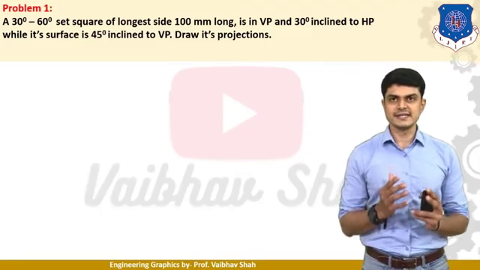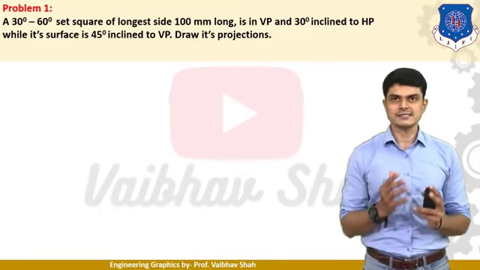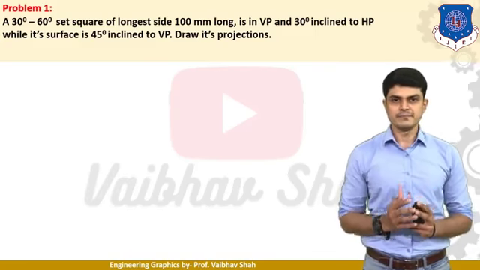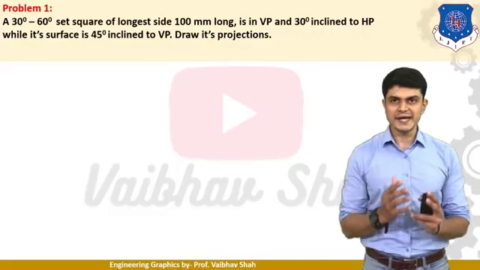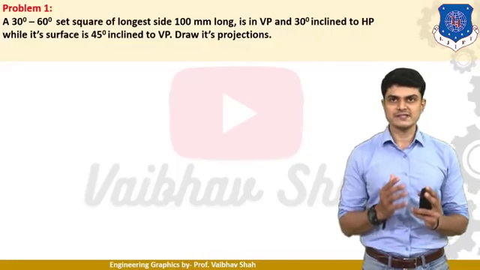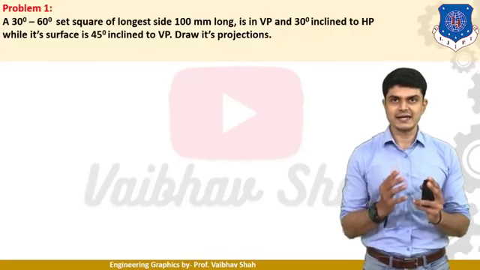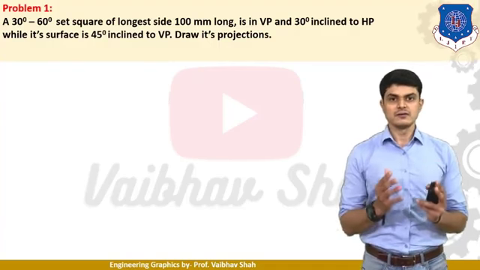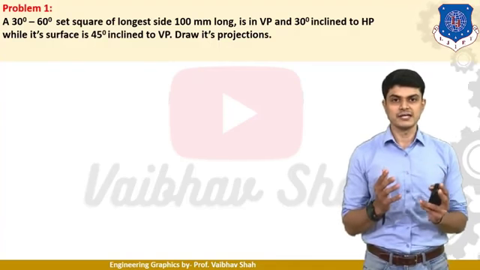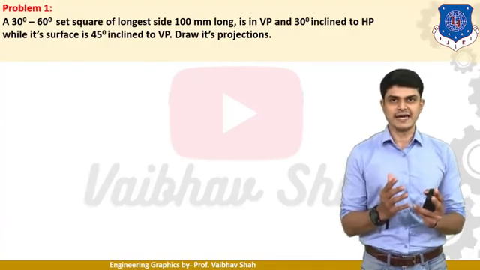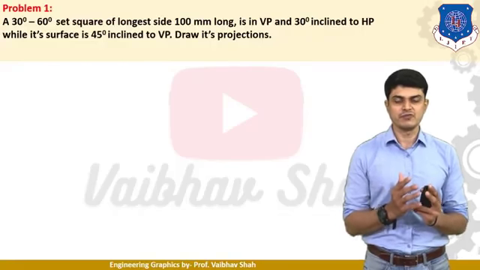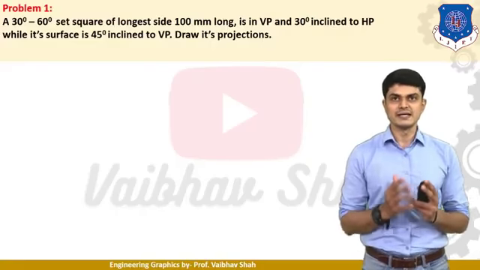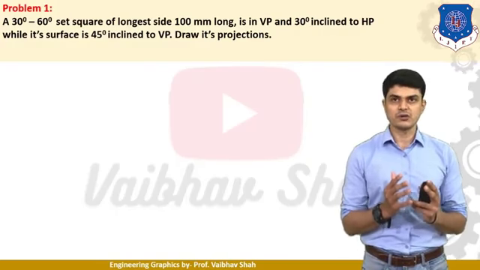A 30 degree 60 degree set square of the longest side 100 mm long is in VP and 30 degree inclined to HP, while its surface is 45 degree inclined to VP. Draw its projection. So here our element is a 30 degree 60 degree triangle with the given dimensions, and it is resting in VP. So we should draw this triangle in VP in such a way that its longest side rests on VP.